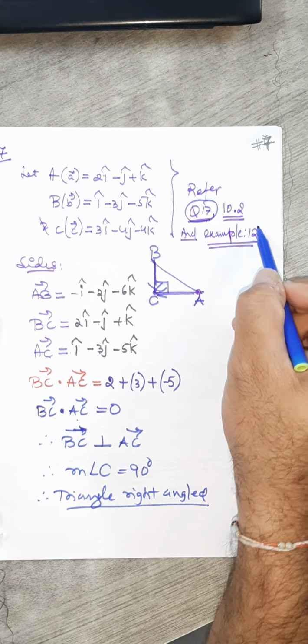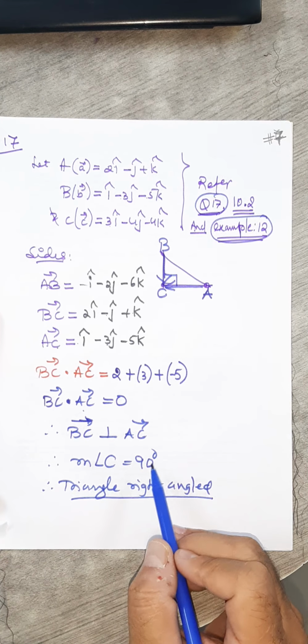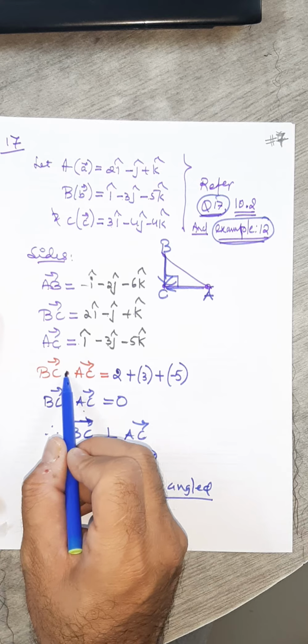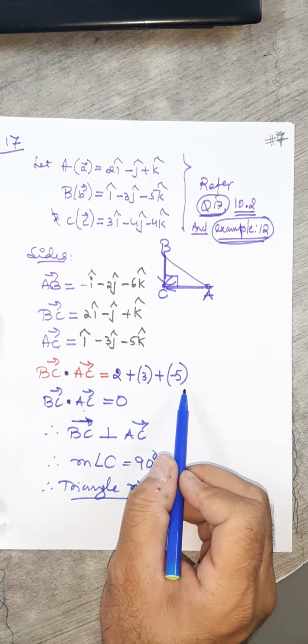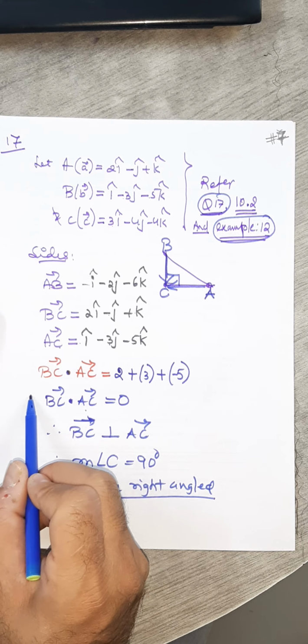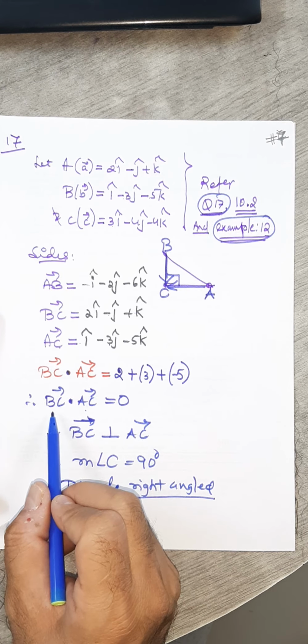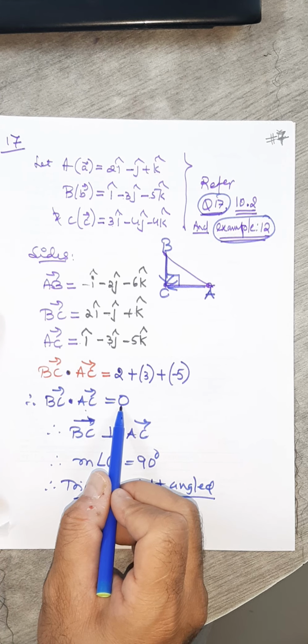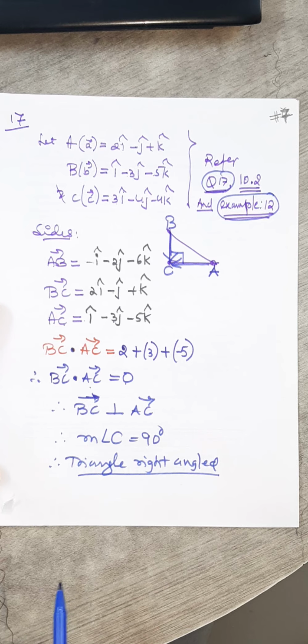This one and this one. There we have not used this concept. We have used the concept of what? Distance. We have obtained these magnitudes and we have used Pythagoras theorem indirectly. Here what I did, I've used the concept of orthogonal vectors, perpendicular vectors. Dot product equals 0, therefore vectors must be perpendicular. Fine.